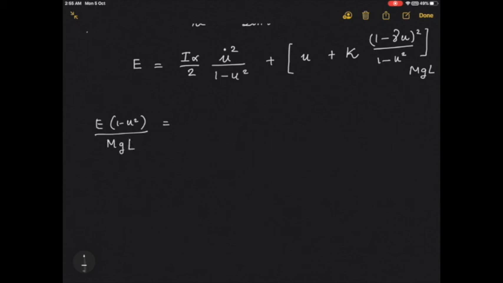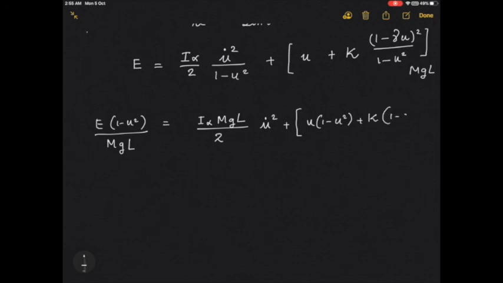What is this quantity? This is I alpha mgl by 2 u dot square plus, since I am multiplying everything by 1 minus u square, I get u times 1 minus u square here plus kappa times 1 minus gamma u whole square here.